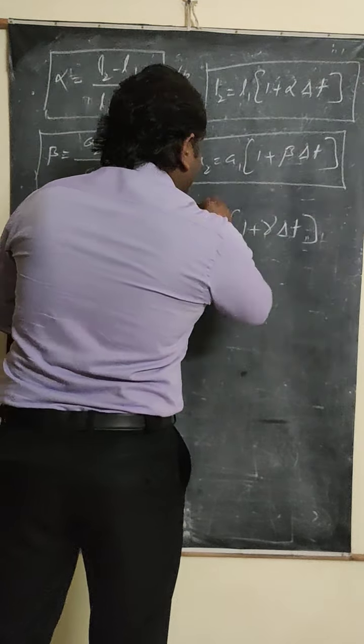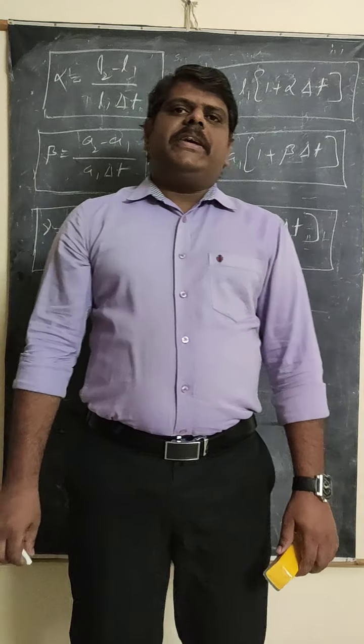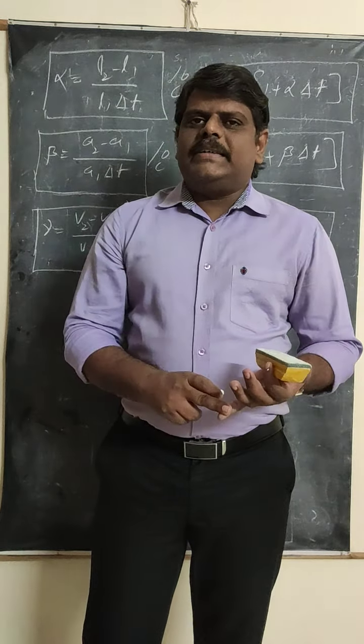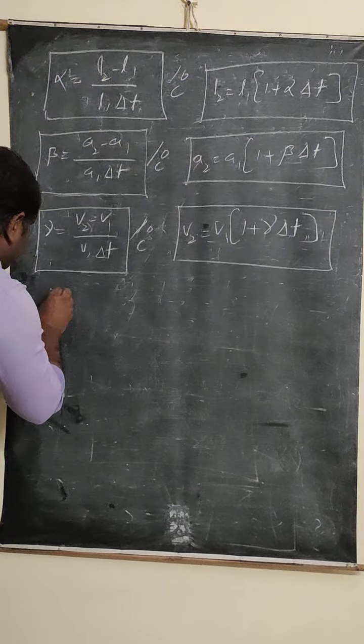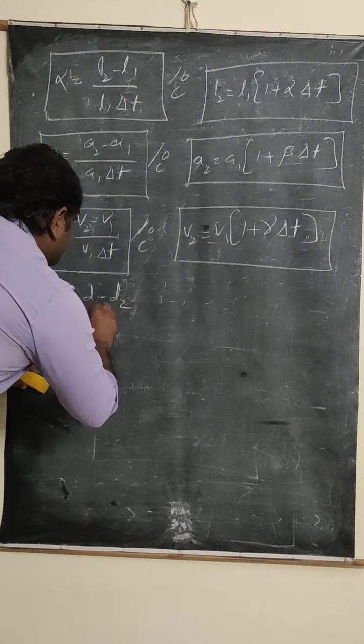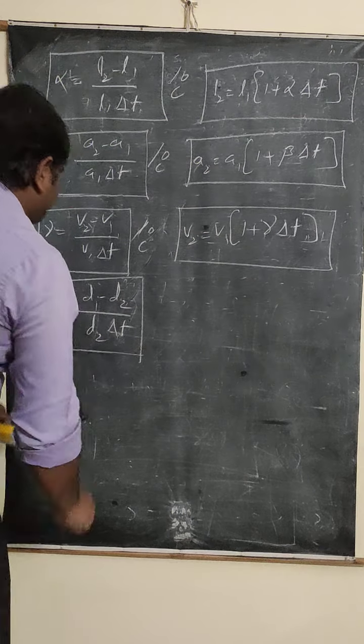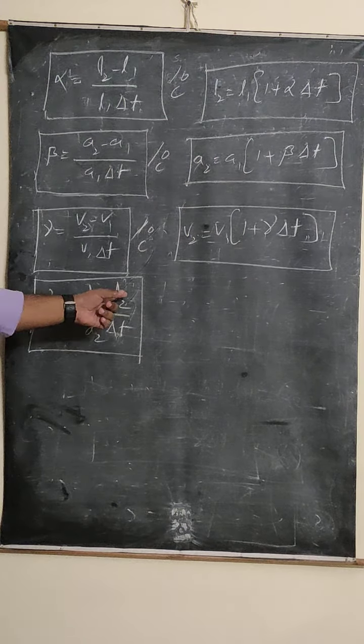So in the case of solids, these are the three types of expansions: alpha, beta, gamma. After that, we have to explain the effect of temperature on the density, how the density changes based on the temperature. I already told you that whenever you give heat energy, the volume increases, density decreases, and the mass remains the same. So if I write the volume coefficient in terms of density, it can be written as gamma is equal to d1 minus d2 by d2 into delta T.